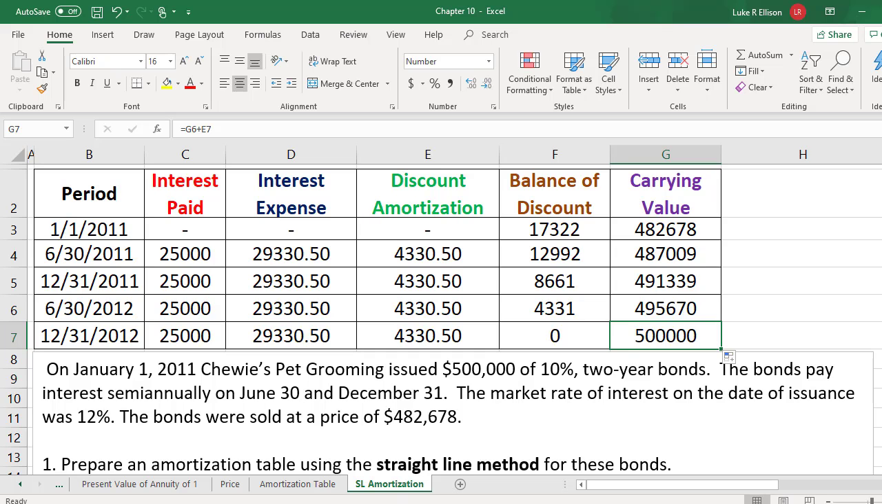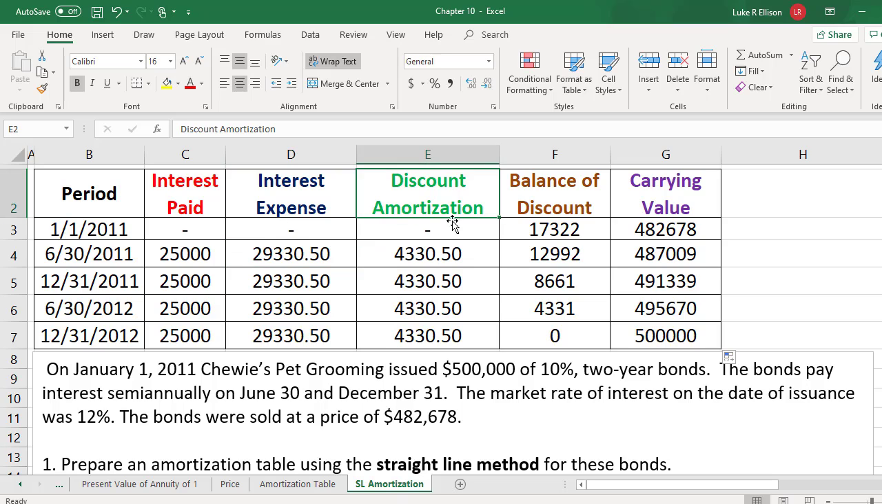So let's talk a little bit about what some of these values in the table mean. The interest paid is pretty self-explanatory. The company is paying $25,000 in interest each period. Now the interest expense, we said earlier, is coming from 2 different places. 1, the interest that was paid, and 2, from the discount amortization. So when you add those 2 together, you get the total interest expense.